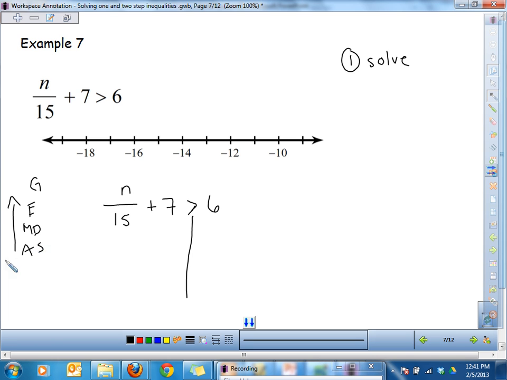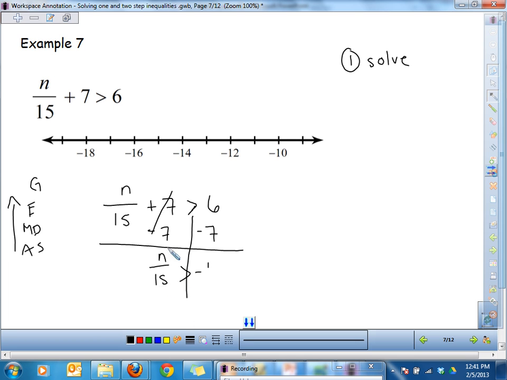The first thing we want to get rid of is any addition or subtraction. So the first thing I should get rid of is plus 7. How do I undo plus 7? I minus 7. Now, a common mistake a lot of students make is they see, oh, this is a minus 7, which is like a negative 7, so I need to flip this sign. No. The only time you flip the sign is if you are multiplying or dividing by a negative. This is just a minus. So these cancel. I'm left with n over 15 is greater than 6 minus 7 is negative 1.